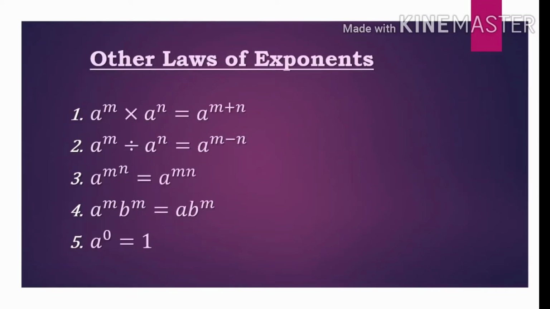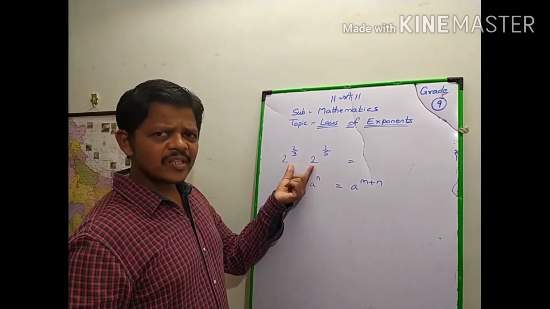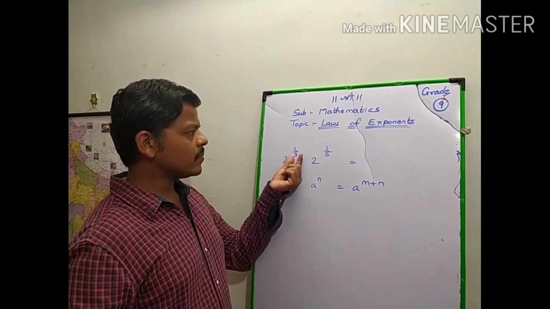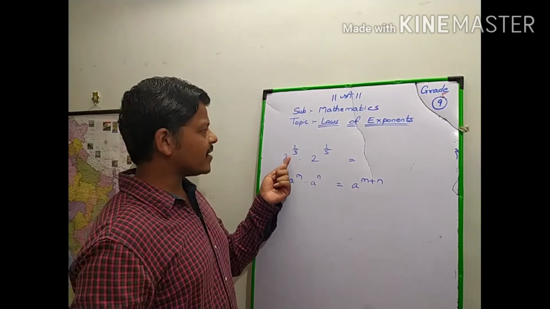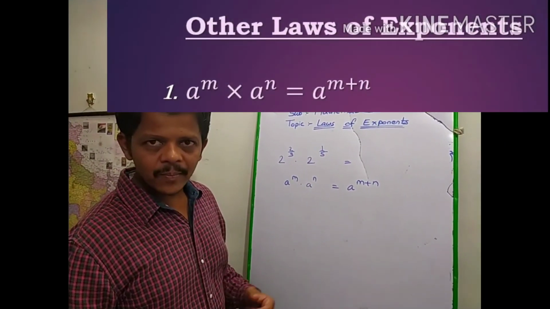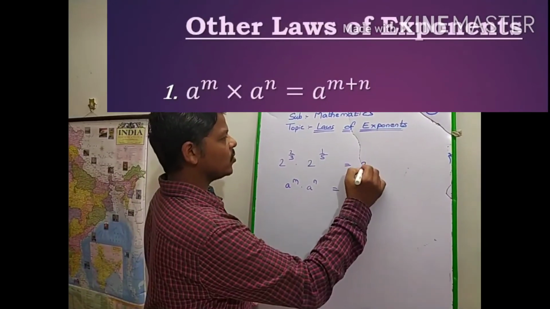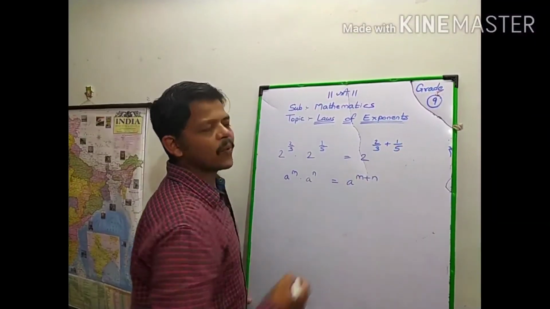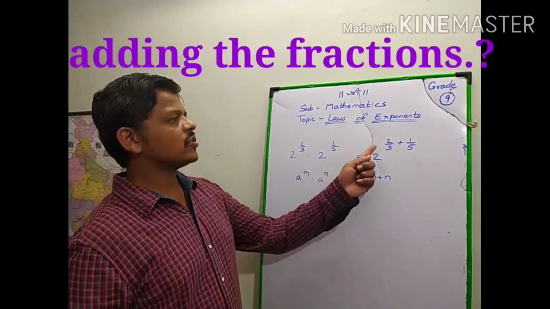The next example what we are going to see, again it's a simple example. You can see on your screens right now. Tell me which law are we going to use? This is a raised to m into a raised to n, which is a raised to m plus n. It will be 2 raised to 2 upon 3 plus 1 upon 5. Correct?